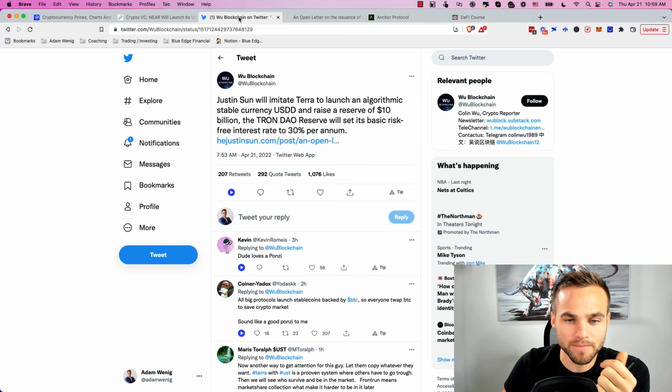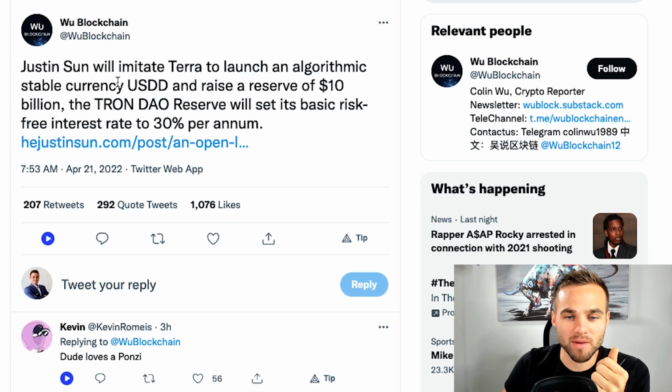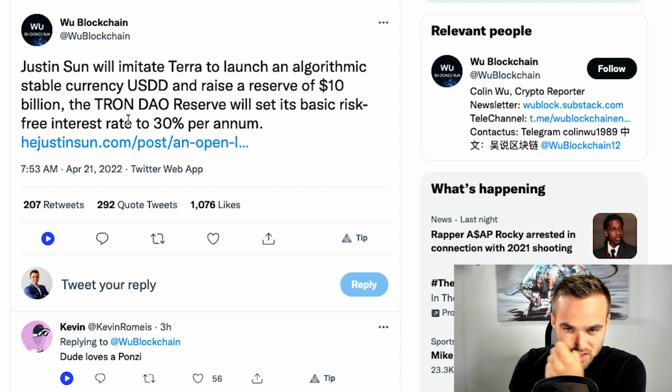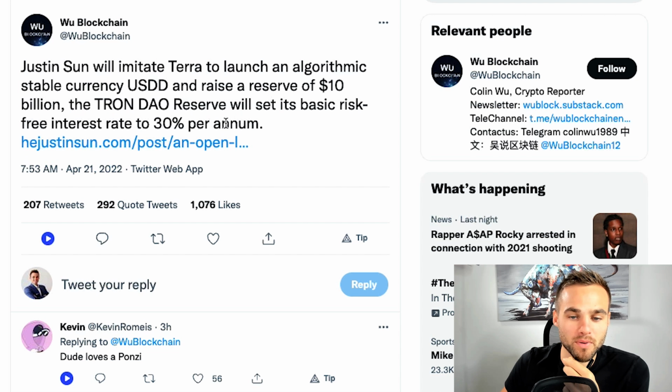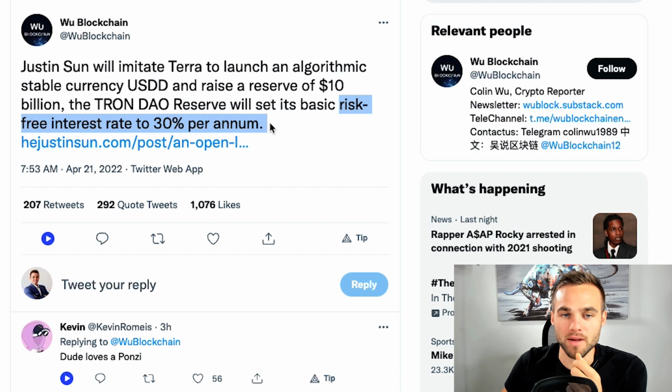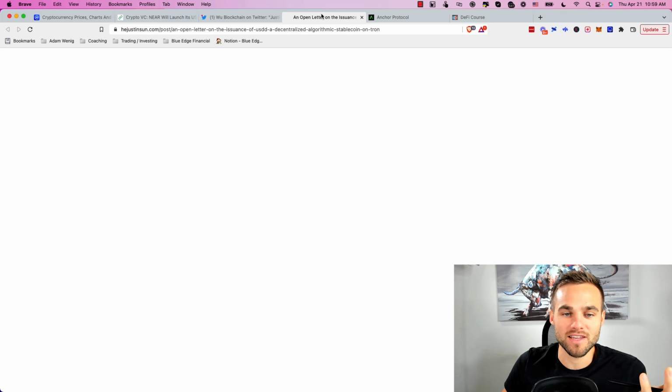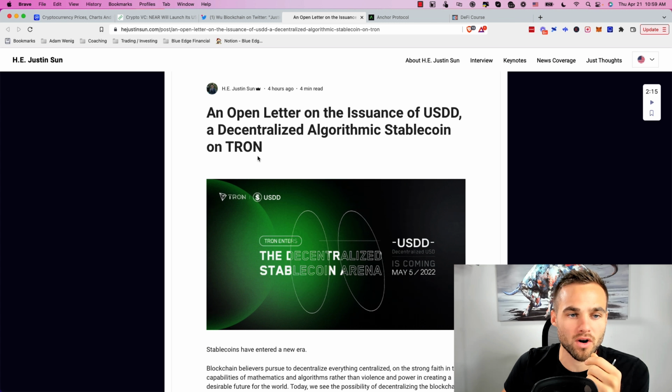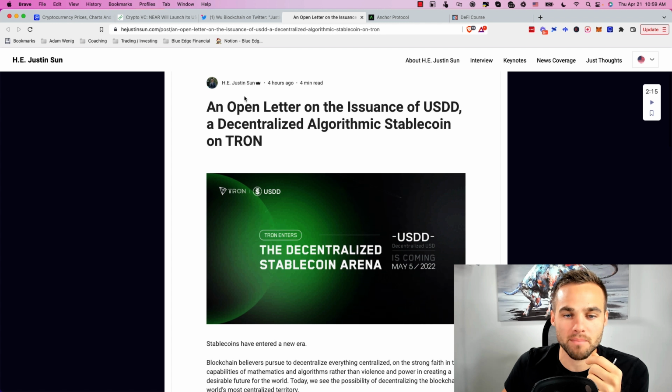But then just today, we get this announcement from Justin Sun, who is basically going to imitate Terra and launch their own algorithmic stablecoin called USDD and raise a reserve of $10 billion. The TRON DAO reserve will set its basic reserve-free interest rate to 30% per annum. So he says risk-free interest rate to 30% per annum. So this is nuts, right? And you can see more about this in this little article here on justinsun.com.